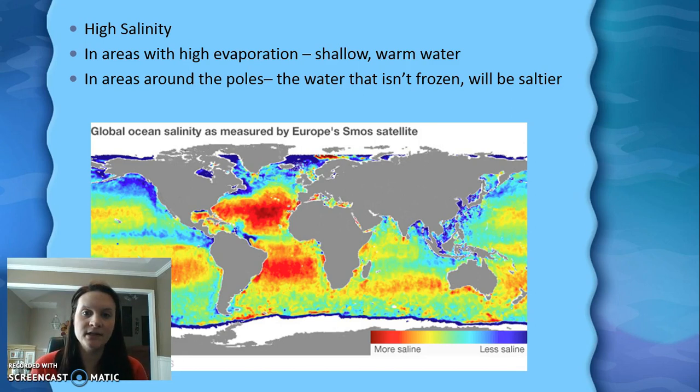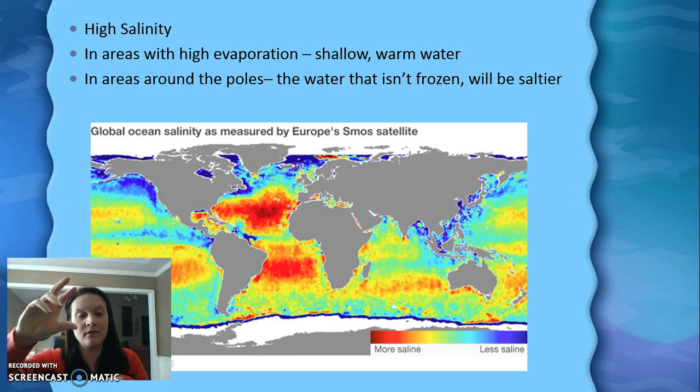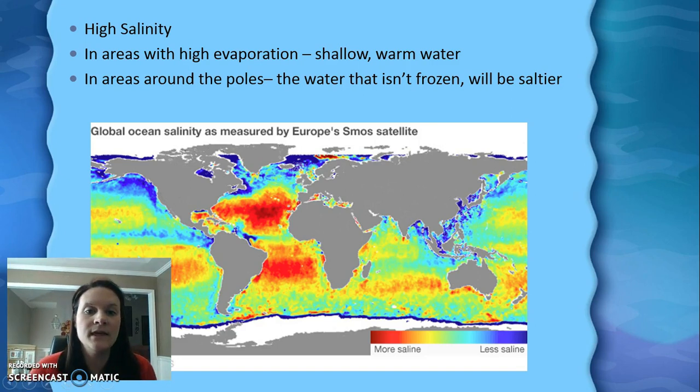Also, again, not quite as common, but around the poles where water has frozen, because remember I said water can't freeze with the salt, so the salt gets left behind. So the fresh ice oftentimes is covering over super salty water underneath it. This map doesn't show it too well, but you can see in some regions around the poles, the red zones, where it's more salty. If you were to go underneath the ice, you'd see a really salty part.